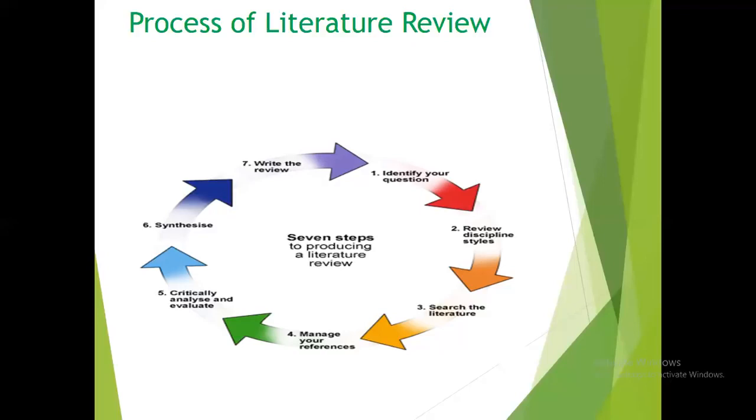Next is reviewing discipline styles, meaning how we will do the review of those particular articles. That is also very important. It means on which style you will follow, a chronological one or a technological one, on which basis you want to do the search. Next is searching the literature. On the basis of that, you can search the literature and find out the research findings from that particular paper.